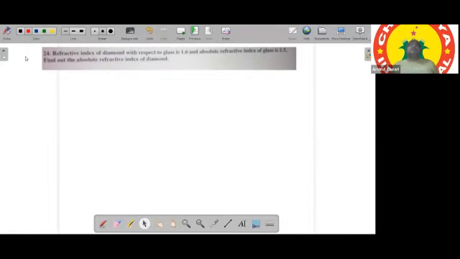The question says: refractive index of diamond with respect to glass is 1.6, and absolute refractive index of glass is 1.5. Find out the absolute refractive index of diamond. Okay, there is a direct formula also to compute this, but I will not tell you the formula directly.